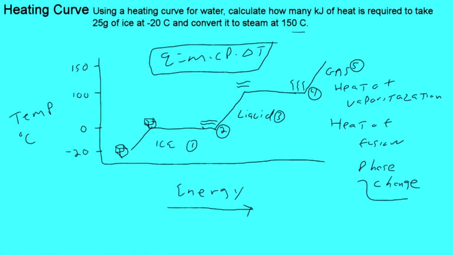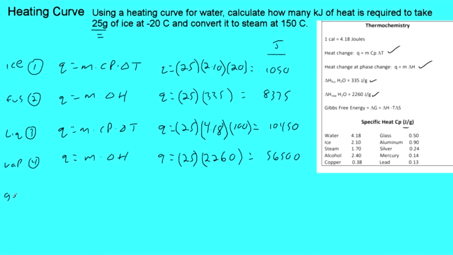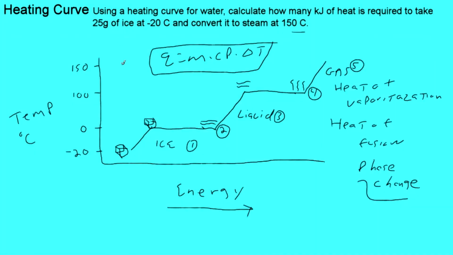And finally, step 5 is our gas phase, where we go from 100 to 150. So I'll put gas here. Step 5. We're going back to Q equals mCp delta T. Again, the mass is 25. Our specific heat for steam, here we go, it's 1.7. And then the temperature change went from 100 to 150. So that temperature change is 50.